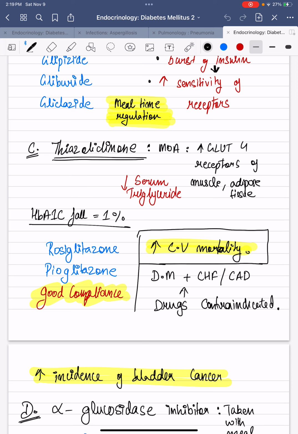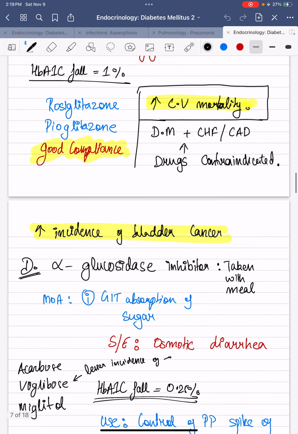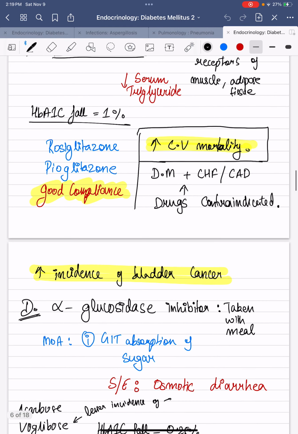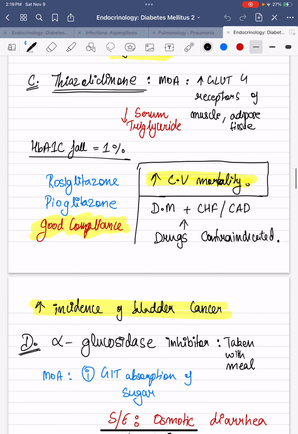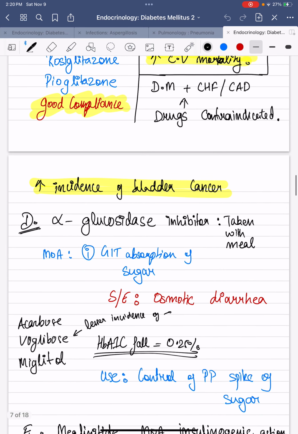these drugs. But the thing is, these drugs increase cardiovascular mortality. That's why the drug is contraindicated if the patient also has congestive heart failure or coronary artery disease with diabetes mellitus. And there is also an instance of increase of bladder cancer with these drugs.